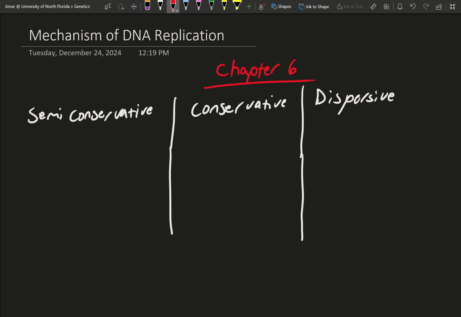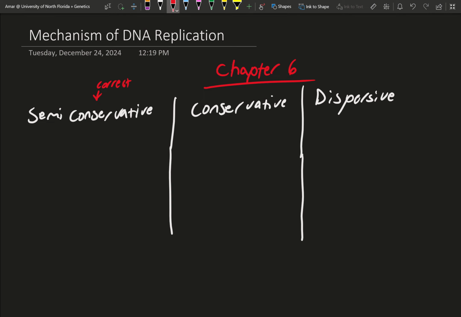Today in this section, we're going to go over the three different proposed mechanisms for DNA replication. To begin with, these are the three: semi-conservative, conservative, and dispersive. This one turned out to be the correct one, and the other two were not correct.